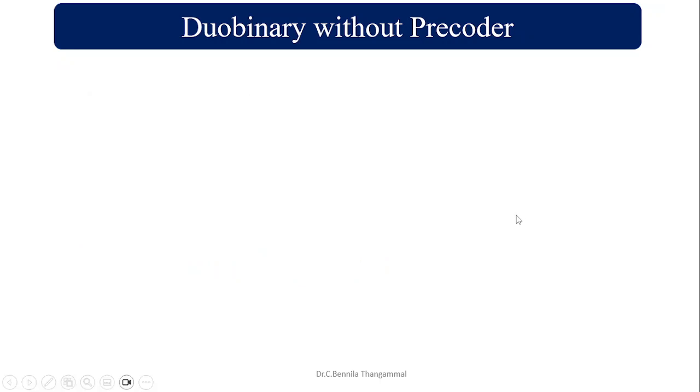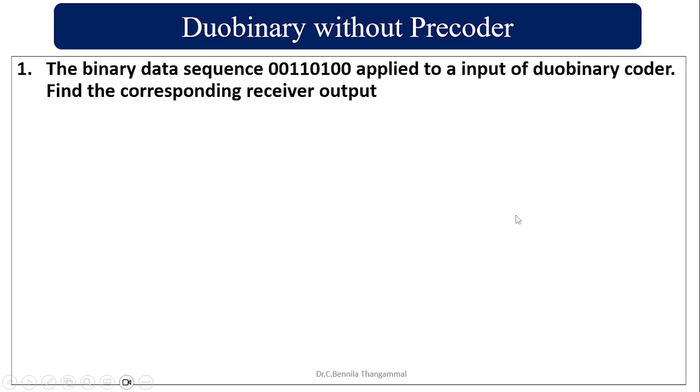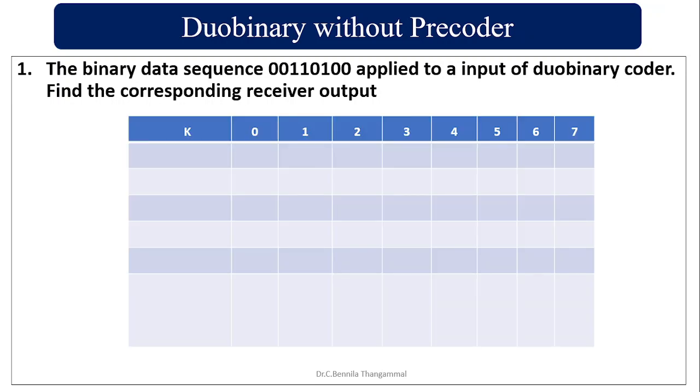So let's see how to solve the problems in this Duobinary without precoder. The binary data sequence is given, applied to an input of a Duobinary coder; find the corresponding receiver output. Here they have given the data sequence. The data sequence is 8 bits, 0 to 7.